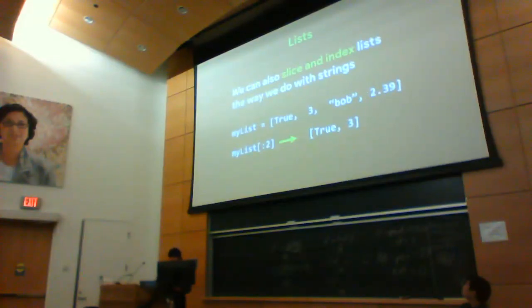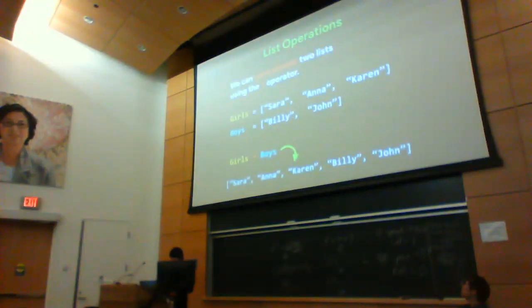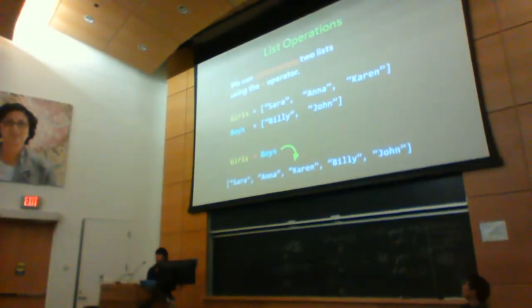And again, we can index and slice a list the way we do with strings. So if my list was True, 3, Bob, and 2.39, then slicing up to 2 would give indices 0 to 1, so a list of True and 3. And similarly, we can concatenate two lists. Concatenate is right, not appending. We can concatenate two lists using the plus operator. So if we have a list of girl names, Sarah, Anna, and Karen, and a list of boy names, Billy and John, then you can add the two and have Sarah, Anna, Karen, Billy, John. Okay? So it's the same as what we would see with strings.